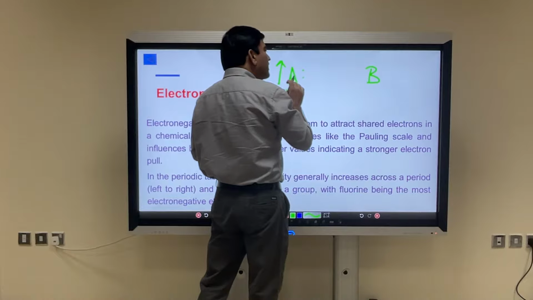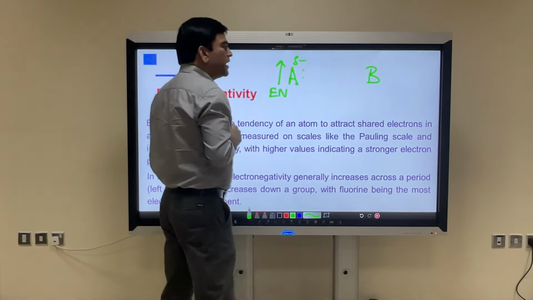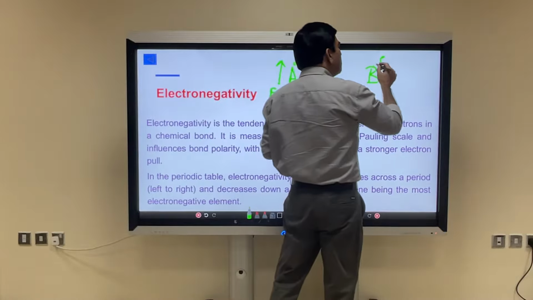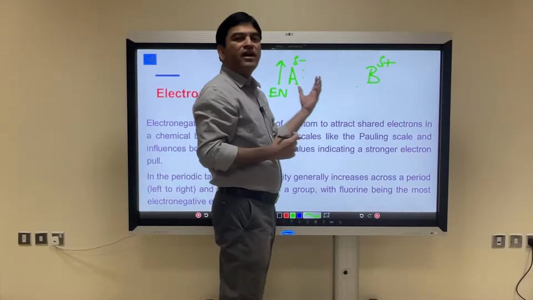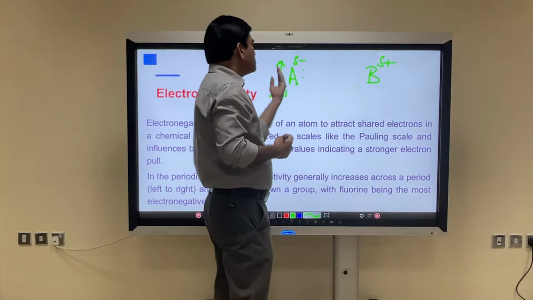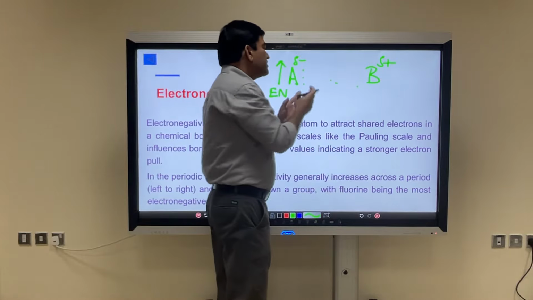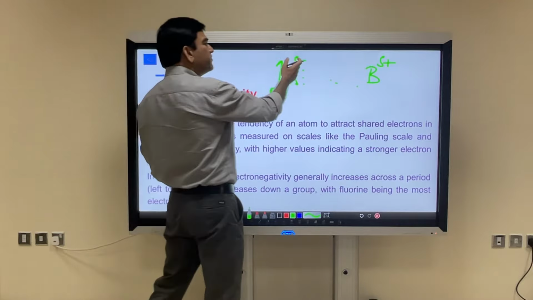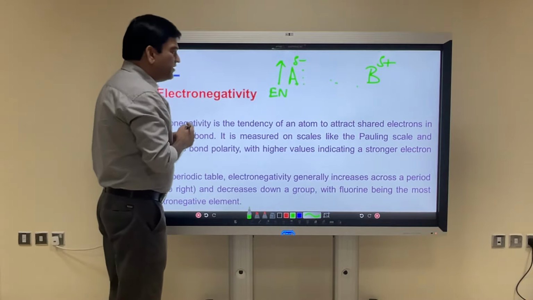So A gets a partial negative charge, or you can say a delta negative charge. And the electron pair is away from B, so B gets a partial positive charge, or delta positive charge. So they form a partial ionic character, because the electronegativity of A is more. The electron pair shifts towards A, and that's the reason it gets a partial negative charge and B gets a partial positive charge.